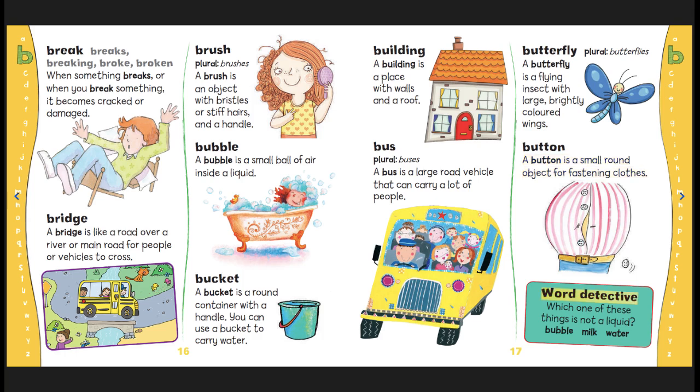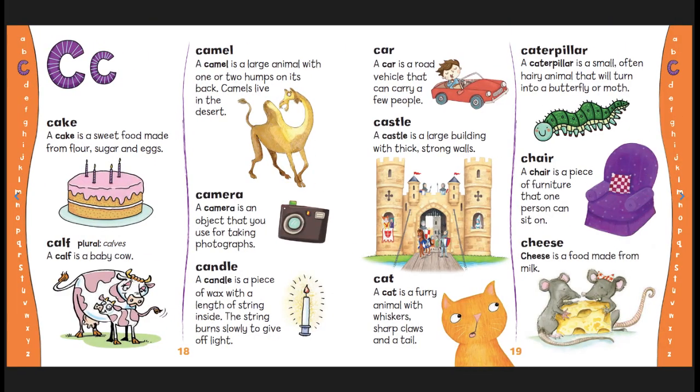Word detective. Which one of these things is not a liquid? Bubble, milk, water. C. Cake. A cake is a sweet food made from flour, sugar, and eggs. Calf. Plural, calves. A calf is a baby cow.